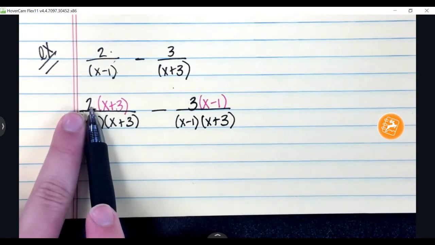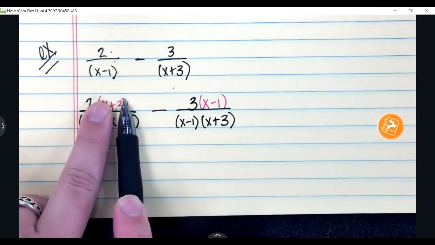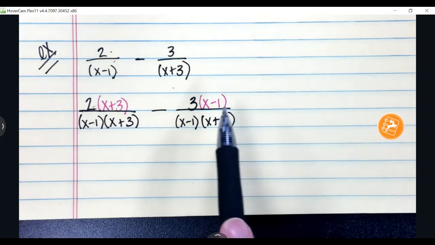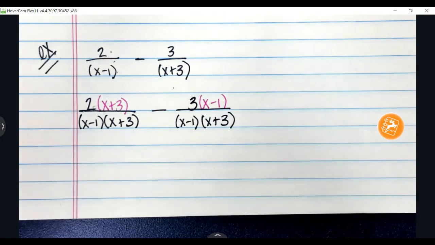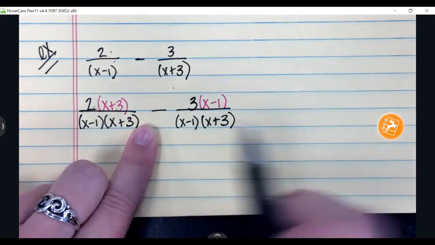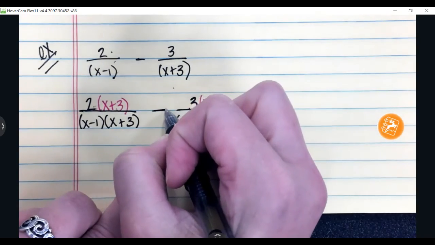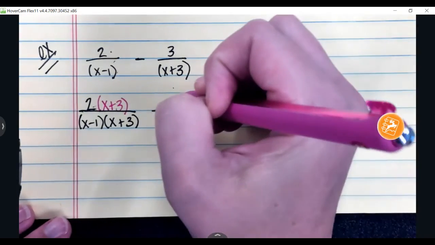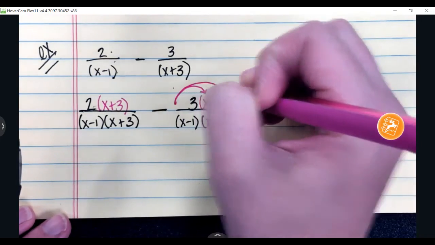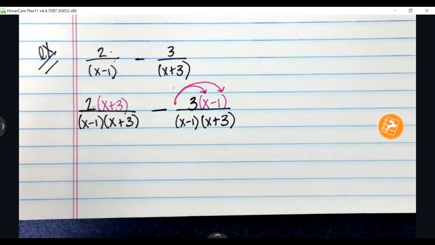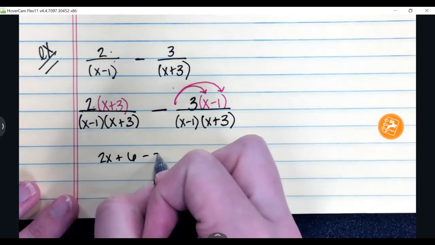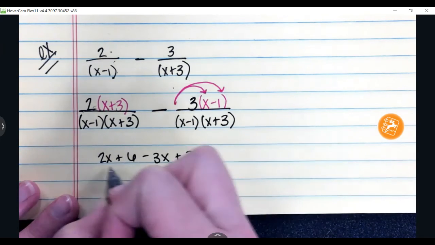What are we going to do with this 2? Distribute. What are we going to do with this 3? Distribute. Be very careful, pay attention right now. This negative sign needs to go with this 3. So this is like a big -3. You're going to distribute a -3 to the x and a -3 to the 1. Okay? So distribute those and look up and see if we get the same thing.